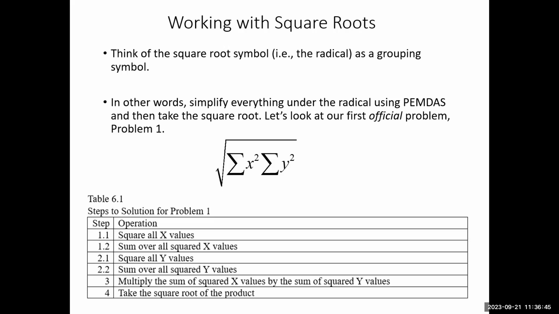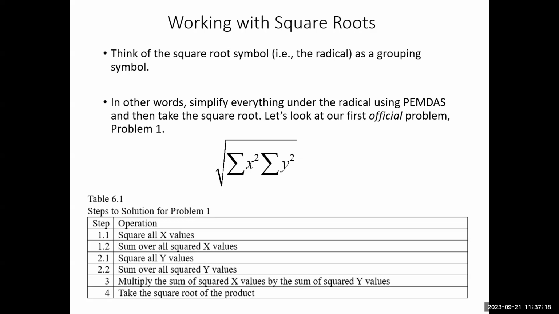Now that we've looked at a couple of examples of solving these kinds of equations, and we took a moment to talk through the order of operations and a couple of additional characteristics, now we're in a position to put that knowledge into practice. Okay, so the way I would read this is we've got the square root of sigma x squared multiplied by sigma y squared. We're thinking of the square root symbol as a grouping symbol, and so we're going to want to simplify what's under the radical first.